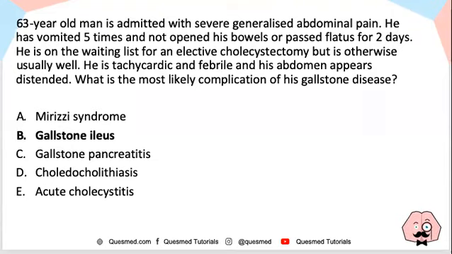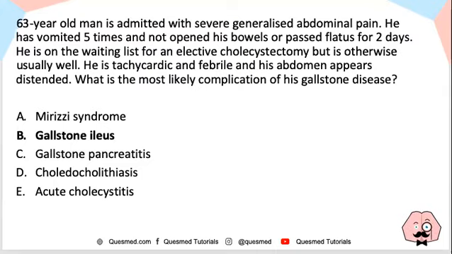Mirizzi syndrome we touched on briefly earlier, but this is when the common hepatic duct becomes obstructed by extrinsic compression from an impacted stone in the cystic duct or the Hartmann's pouch. This is rare, but would be associated with a raised bilirubin and a raised ALP, and the patient would be jaundiced. Gallstone pancreatitis occurs when a gallstone becomes stuck in the pancreatic duct, and the patient would present with epigastric pain and a raised amylase. They would not present with features of bowel obstruction. And choledocholithiasis is simply gallstones in the common bile duct. Patients present with biliary colic and raised liver enzymes.